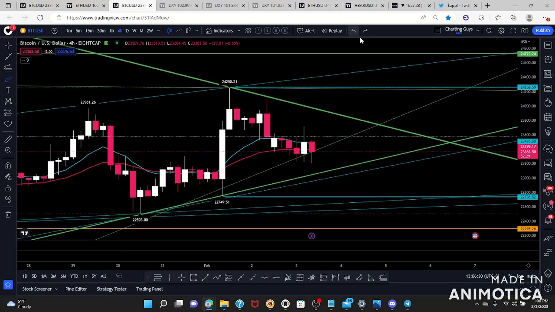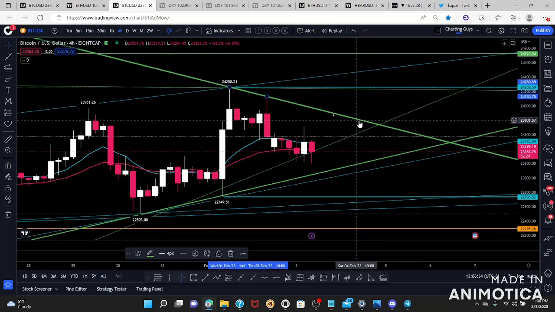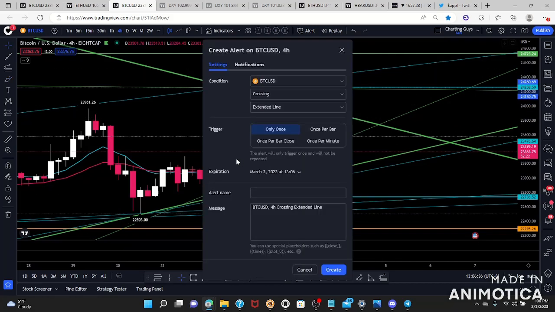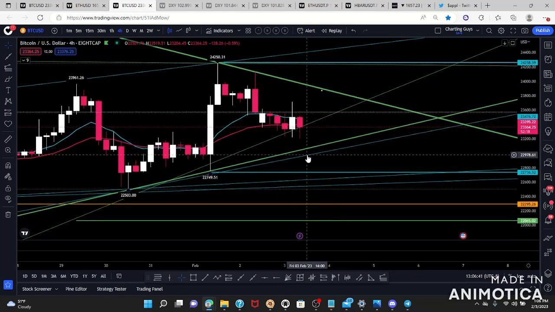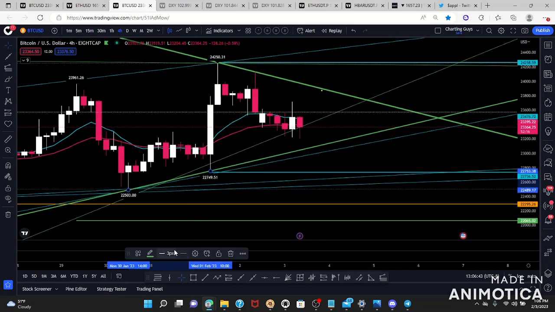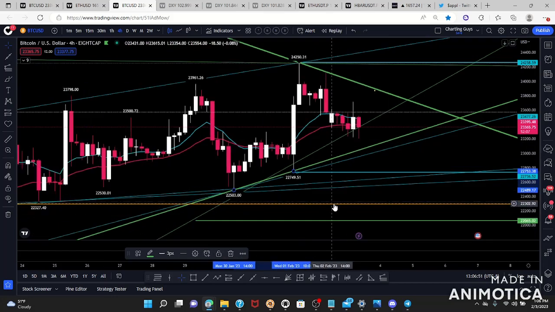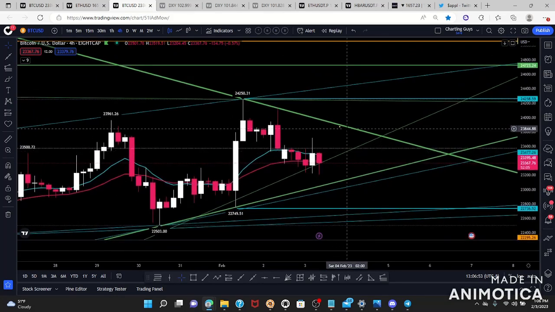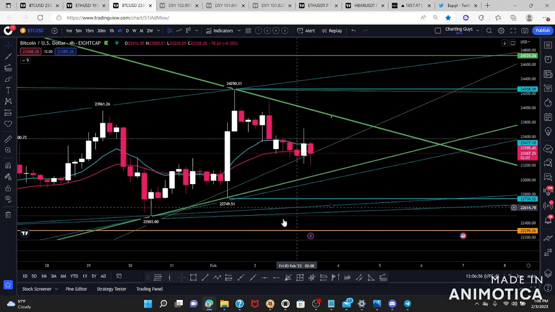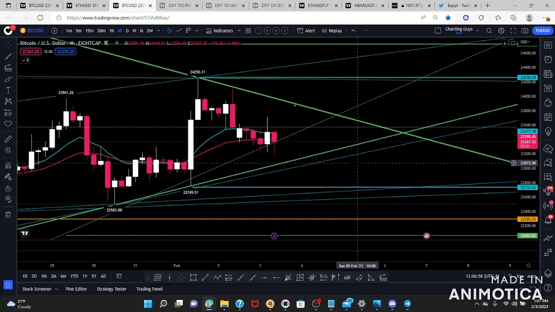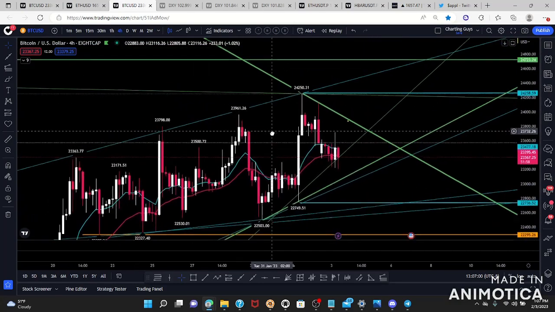Okay, so set your alarms if you like. If you're playing a swing, right, set your alarm crossing up and come back and reassess. This is your 4-hour trend line. Set your alarm crossing down. What happened? It's not setting my alarm. And yeah, that's how I will determine my next move for my swing trade.